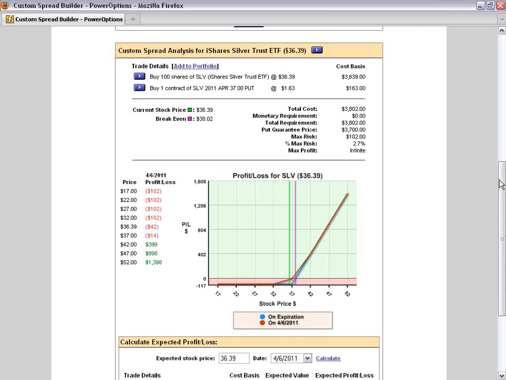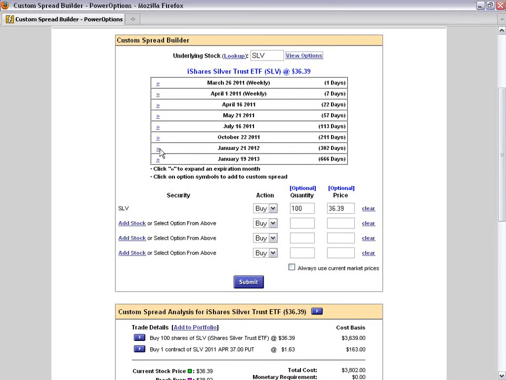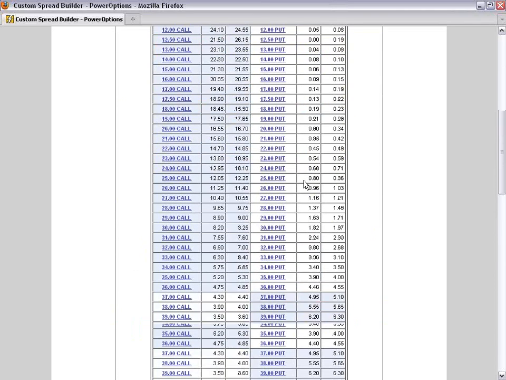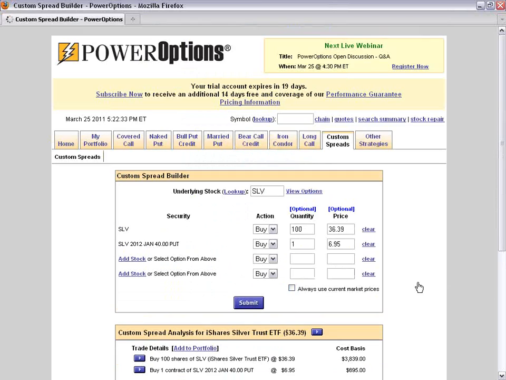Maybe I need a better position. Let's get a better position so we can see a little bit more on the graph there. Let's do this. So I'll go out to January, and I want to do the 40 put. Okay, let's see what that looks like. It's probably about a 7-8% risk.